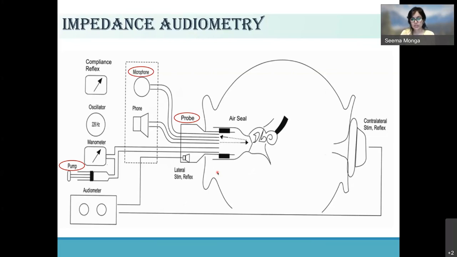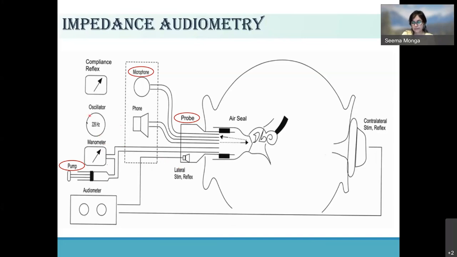So this is the basic principle of the impedance audiometry machine. We have a microphone. What does a microphone do? Basically, whatever sound we are receiving, it is picking up. Then we have a phone that gives the sound, and then we have this airtight probe, through which three apertures are there. One for the sound, one for picking up the sound, the microphone, and the third one to change the pressure inside the external auditory canal.